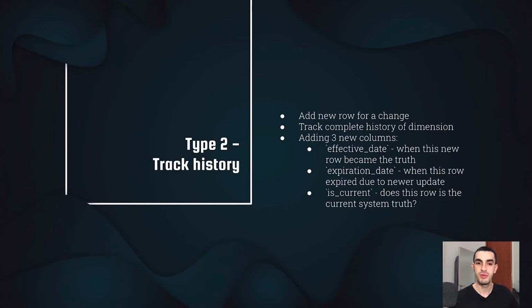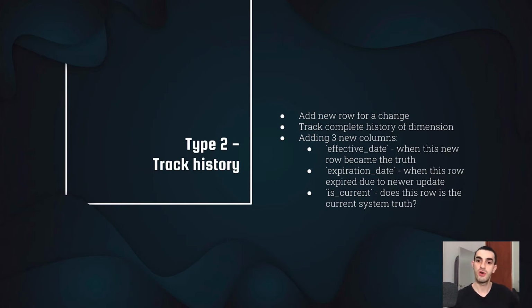So in type 2, we track the complete history. For every change to the data, we add a new row to reflect this change. And in the new row, of course, we have the new updated data. So we don't remove or change anything in the original row, we add a new row. Additional to adding a new row, we have 3 new columns in the table to be able to tell what data is effective, from when to when it was changed, etc.